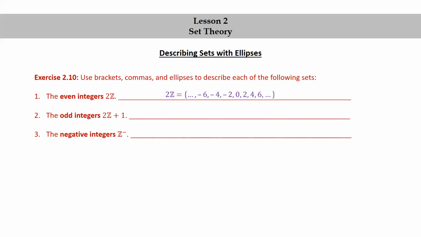-6, -4, -2, 0, 2, 4, 6, ... 2Z plus 1 is the set of ..., -5, -3, -1, 1, 3, 5, 7, ... And the negative integers Z minus is the set of ..., -6, -5, -4, -3, -2, -1.